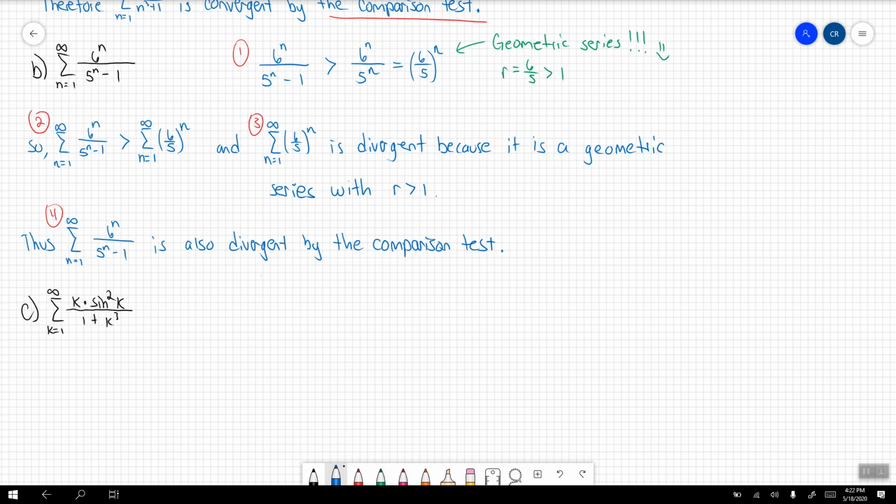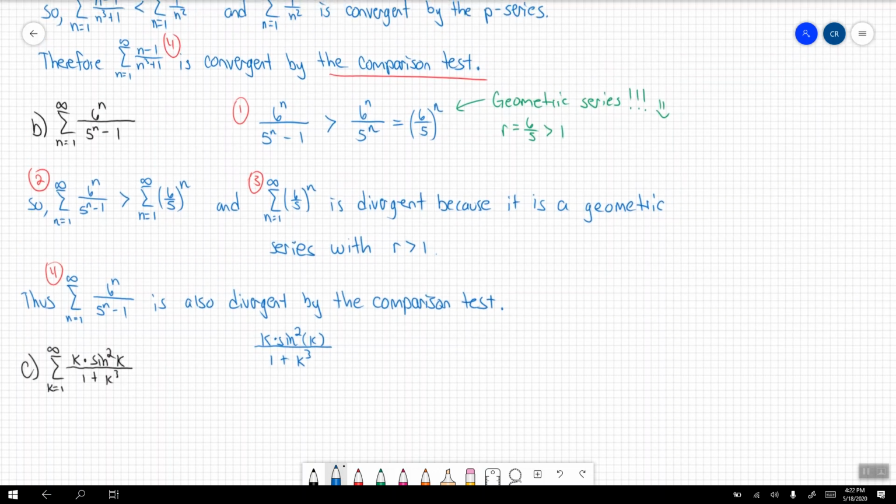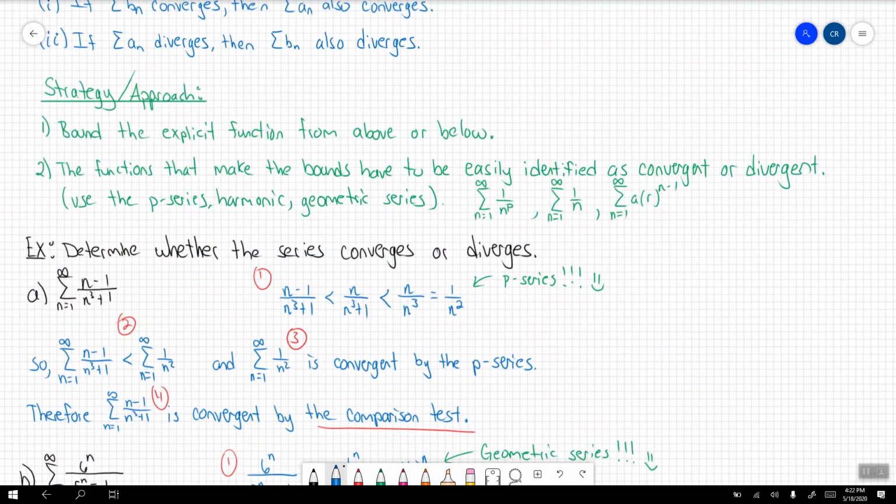So let's go ahead and start with that comparison. I'm going to take here k times sine squared of k divided by 1 plus k cubed. And again, remember, I want to start removing these constants. If I can remove constants or if I can find bounds, then I want to do that. All right, so number 1, I can remove this constant. That'll be great. Number 2, I need to identify, do I want to wind up with a p series, a harmonic, or a geometric?